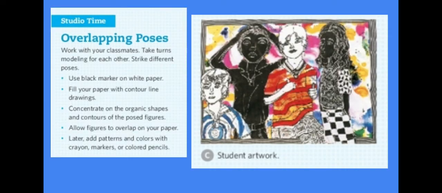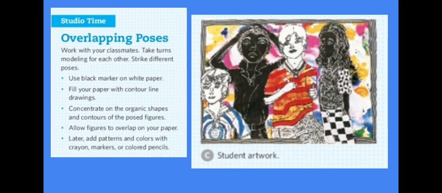And just to go over our assignment again, work with a family member or friend. You're just going to do the drawing while they model and have them strike different action poses. Use a pencil and then maybe, if you have one, a black marker on the white paper. Fill your paper with the contour line drawings. That's the outside line of their body. Concentrate on the organic shapes and contours of the posed figure. Allow figures to overlap on your paper. Later, you can add patterns and colors with crayons, markers, and pencils.